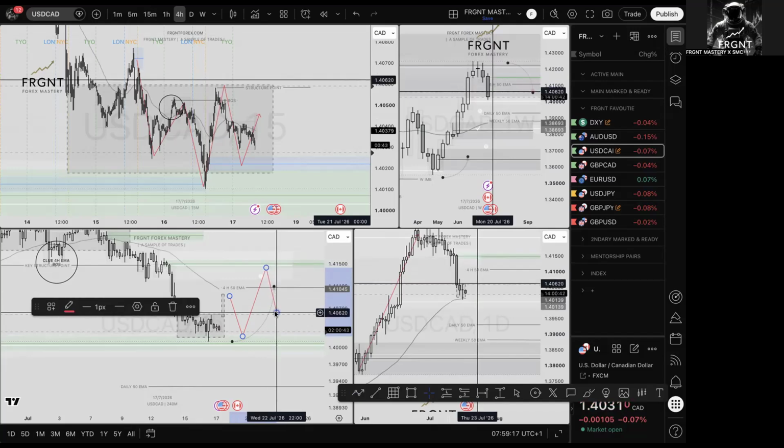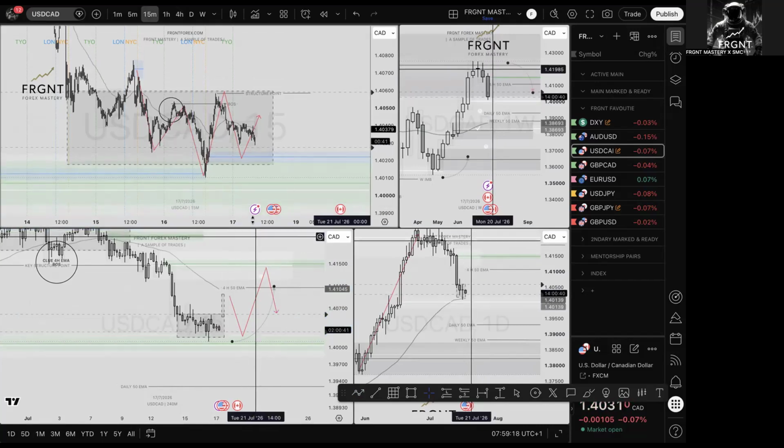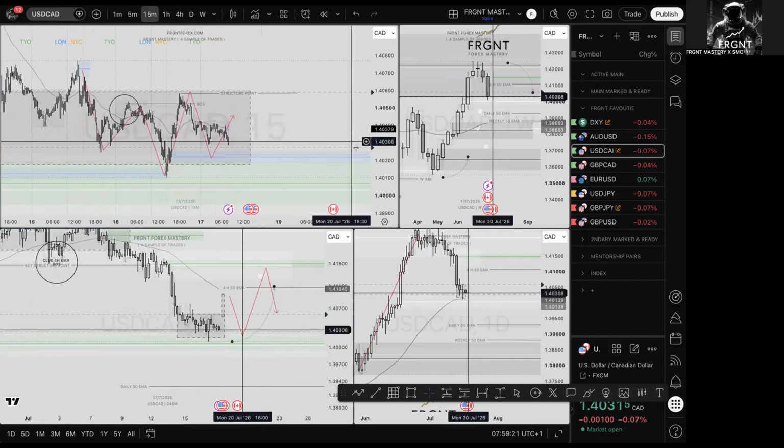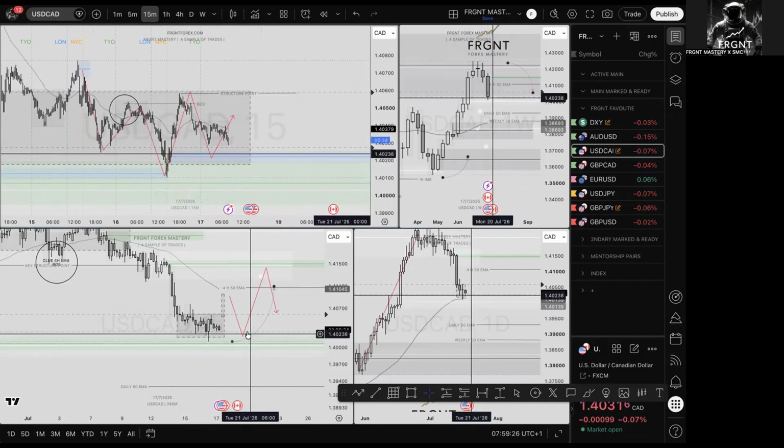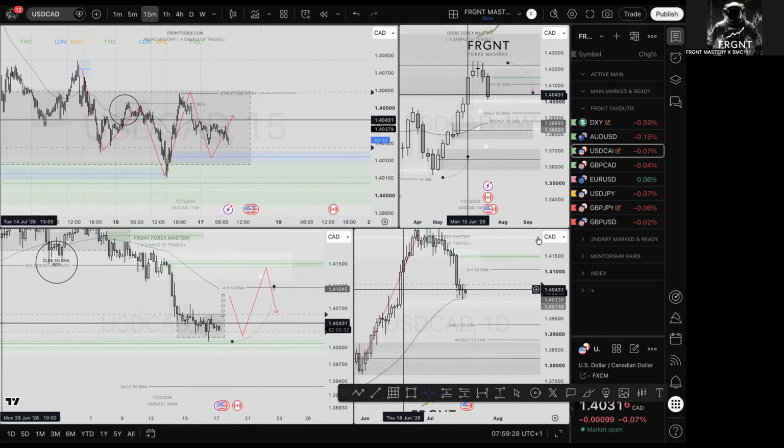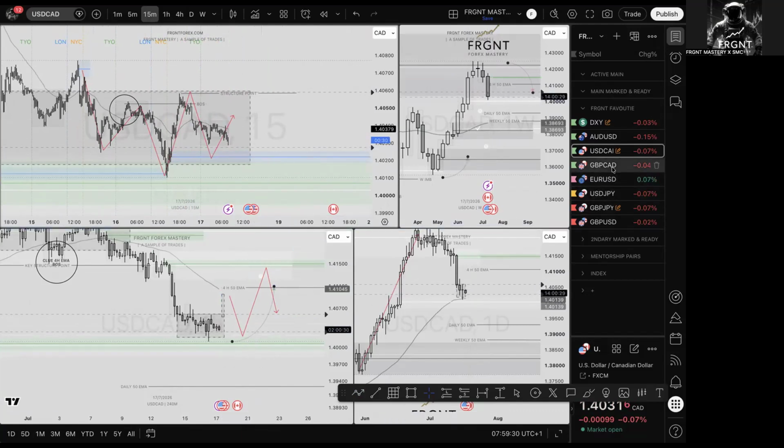So that's what I have for US dollar CAD. As I've said, I'll let you guys know as and when I'm looking to execute any trades. But at the moment, I feel that a long position could be a little bit too risky. But we'll come back to it later on today.